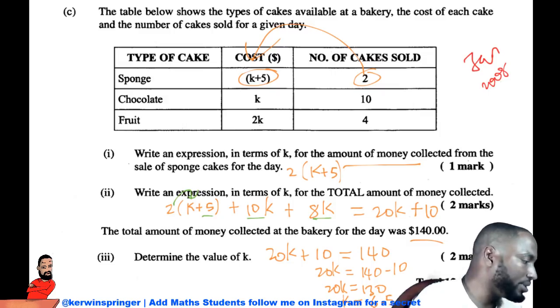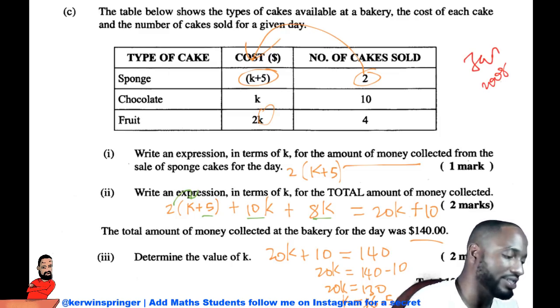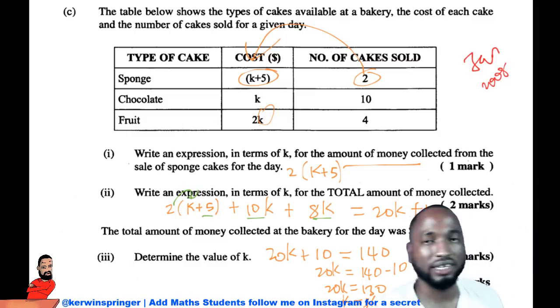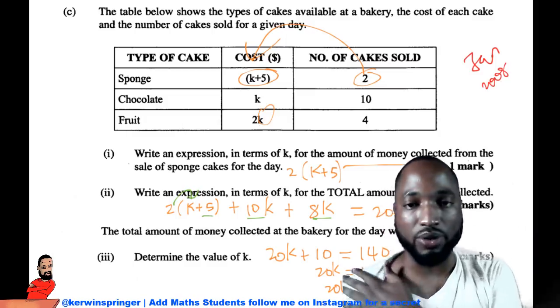Now, what kind of number is k? k has to be in dollars. So I'll put a zero next and I'll put a dollar sign, because k is money here. The unit for k is dollars. So you put 6.50 and you put the dollar sign, just to make it look nice. I don't know if they take away marks for that, but that's what we are accustomed to.